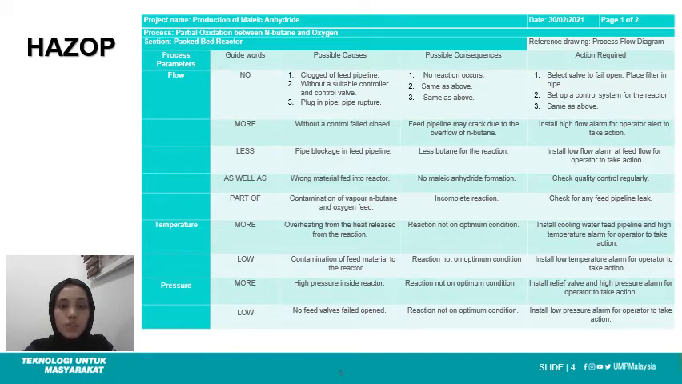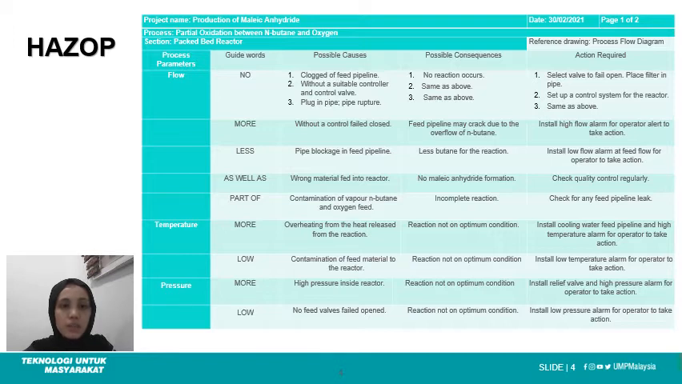Okay, next, I will explain about the hazard analysis for this project. There are two major units, which are reaction unit and separation unit. Firstly is the reaction unit. The process is partial oxidation between N-butane and oxygen. The section is packed reactor. There are three process parameters that I have chosen, which are flow, temperature, and pressure.